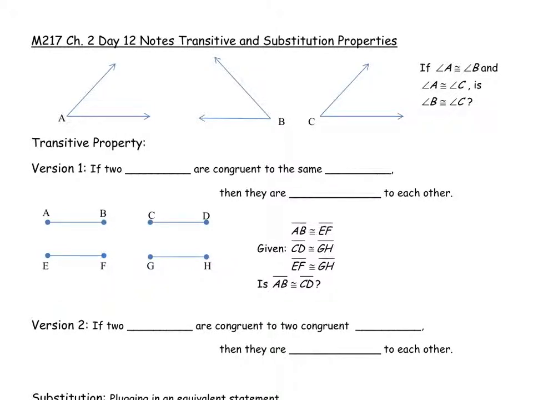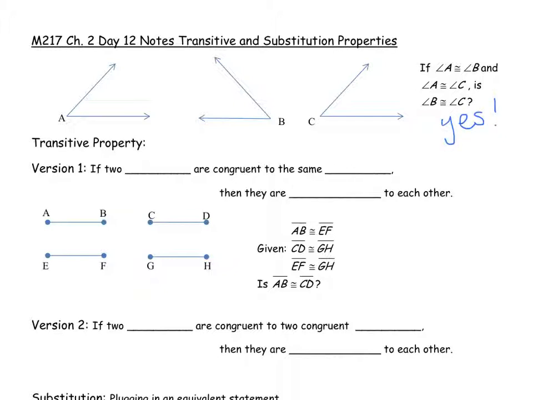Today I'm going to teach you about the transitive and substitution properties. First we'll look at the transitive property. So this says if angle A is congruent to angle B and angle A is also congruent to angle C, is angle B congruent to angle C? Hopefully you're thinking in your brain, yes.